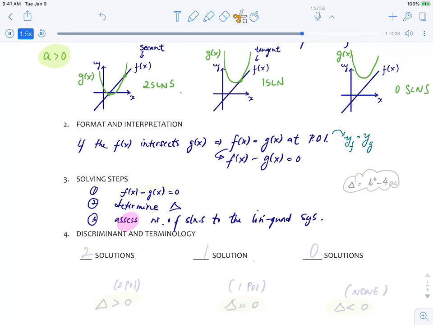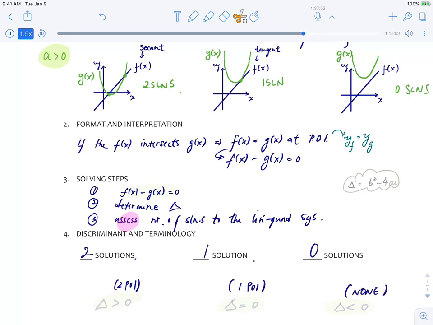Okay, yep, so I can have 2 solutions. Okay, so we have 2 solutions, 1 solution, or no solutions possible. 2 solutions means 2 points of intersection. 1 solution is 1 point of intersection, and here I have none.